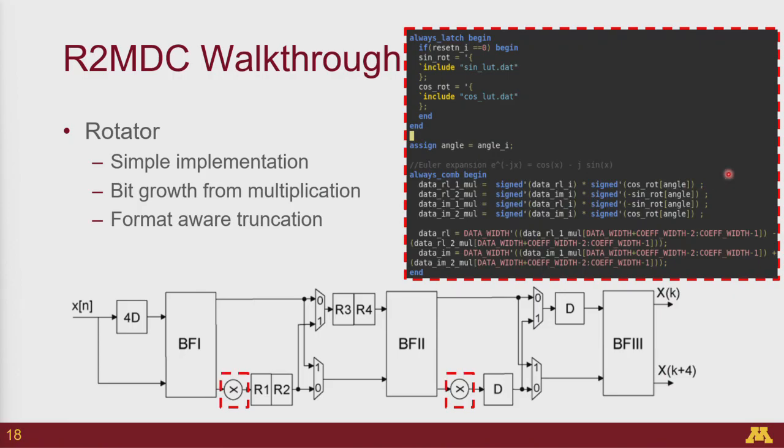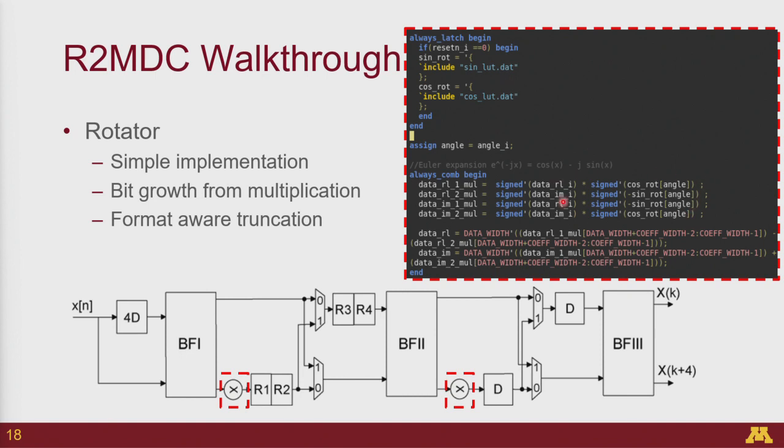The second example is the rotator. This is how we implement the complex multiplication within a hardware block. The first block you see here implements what I described earlier: we pre-compute the values of the sine and cosine lookup tables, and store them in files which we load here. I'll show you an example of what this file looks like in a couple of slides from now. But essentially, we pre-compute all the values and store them in the required fixed point format.